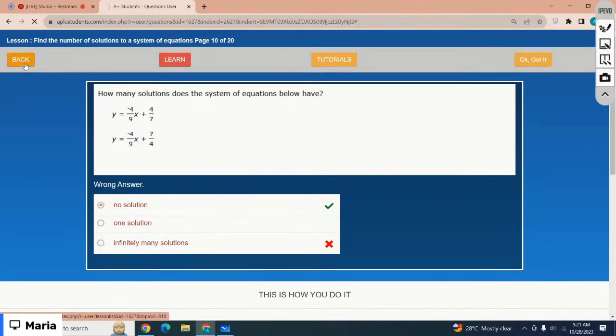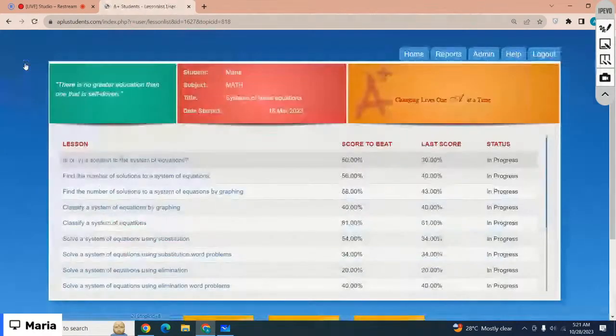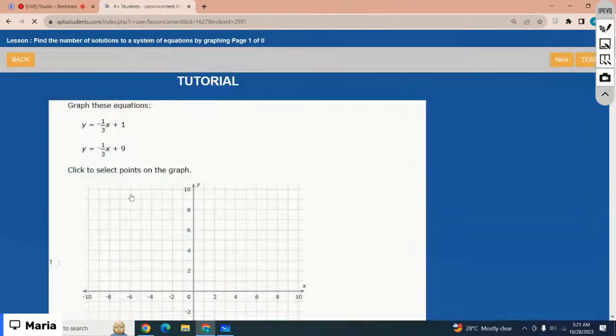Okay, you can complete the lesson by yourself later today. Let me just move on to the next lesson, and the next lesson is find the number of solutions to a system of equations by graphing. Now we are going to graph the equations and we're going to see how many solutions a system of equations have, right?